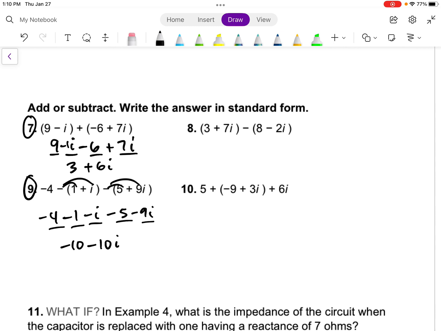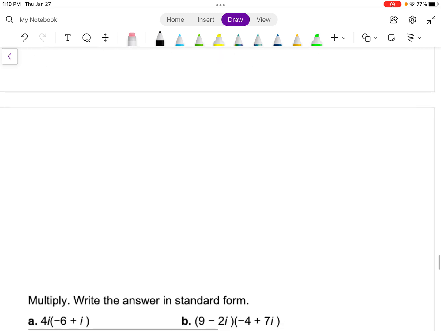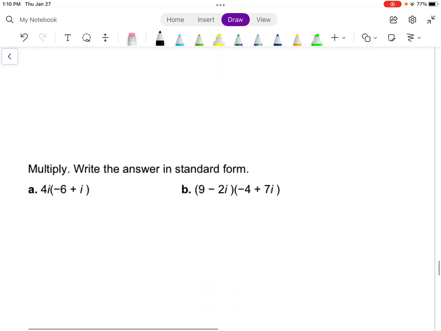So the nice thing about this is if you think back to how we added or subtracted polynomials, we're doing the same process here. It's just with i's instead of x's or other variables. Multiplication is also similar, but before we do that, one thing just to know, if I tell you that i is equal to the square root of negative 1, what do you think i squared would equal? So just think about that for a second.